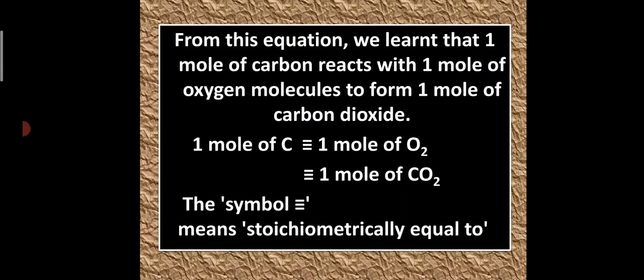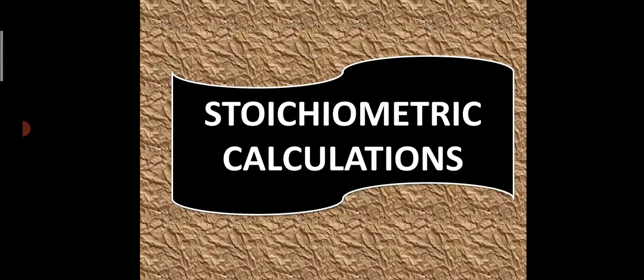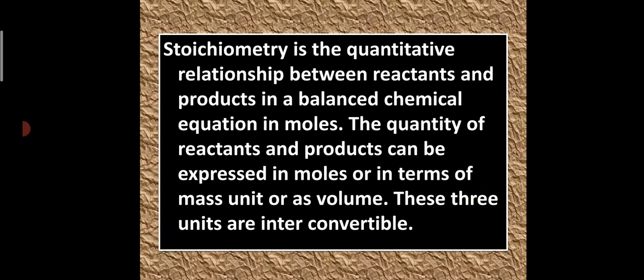So 1 mole of carbon is equal to, that is, 1 mole of oxygen, which is similar to 1 mole of carbon dioxide. So இது நம்ம similarனு சொல்லக்கூடாது. The symbol means stoichiometrically equal. 1 mole of carbon is stoichiometrically equal to 1 mole of oxygen, which is equal to 1 mole of carbon dioxide. So we will see few calculations of stoichiometric. So this is the definition of stoichiometry.